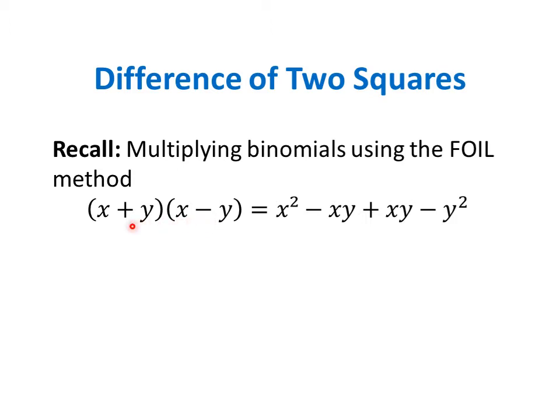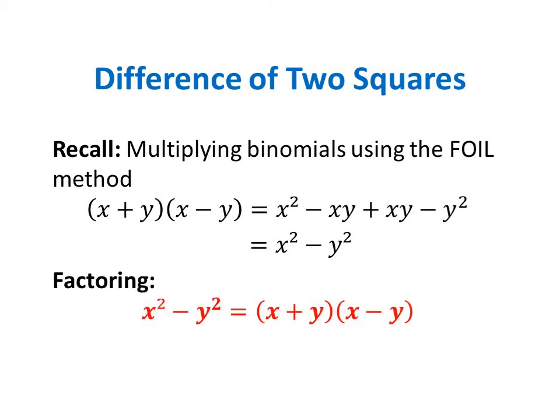Using the FOIL method, let's multiply the first terms, x times x, that's x squared. The outermost terms, x times negative y, that's minus xy. The inner terms, y times x, that's plus xy. And the last terms, y times negative y, that's negative y squared. We can simplify this expression by cancelling out the second and the third terms because they add up to 0. So we get x squared minus y squared. This expression is the difference of two squares.